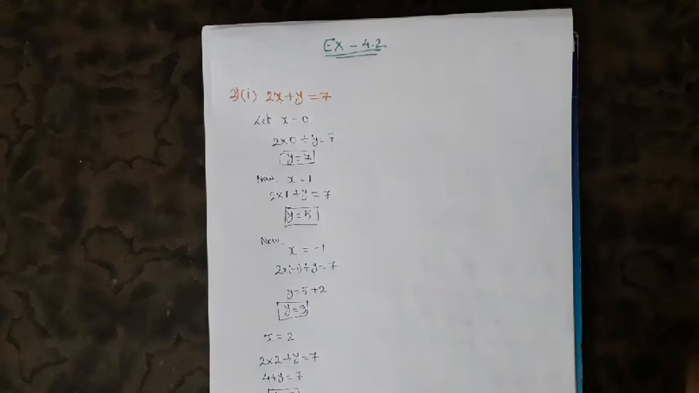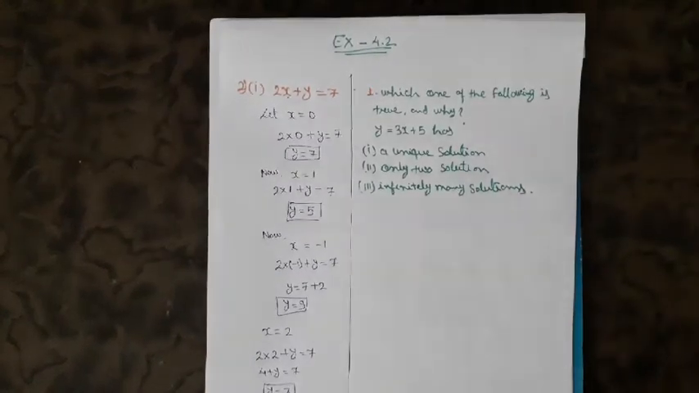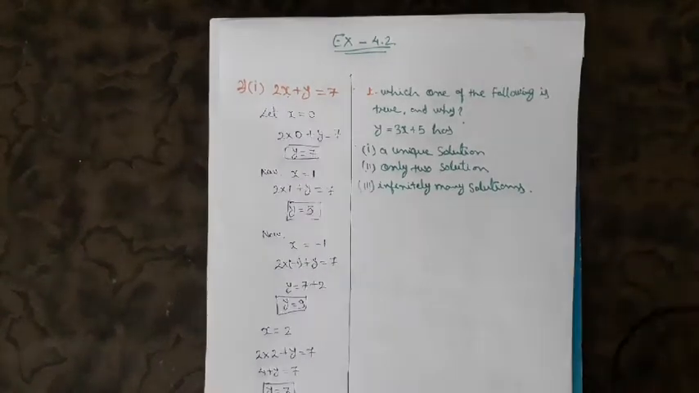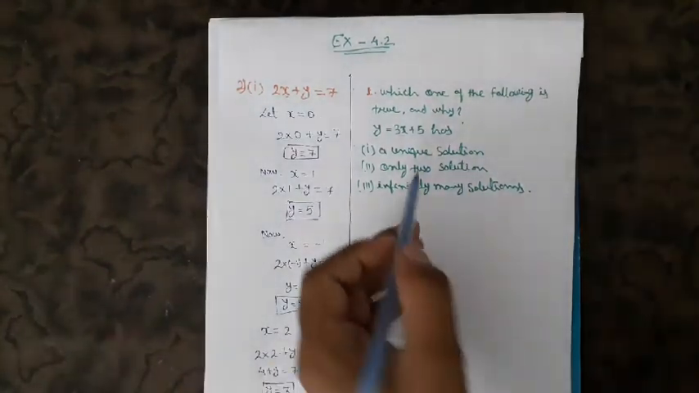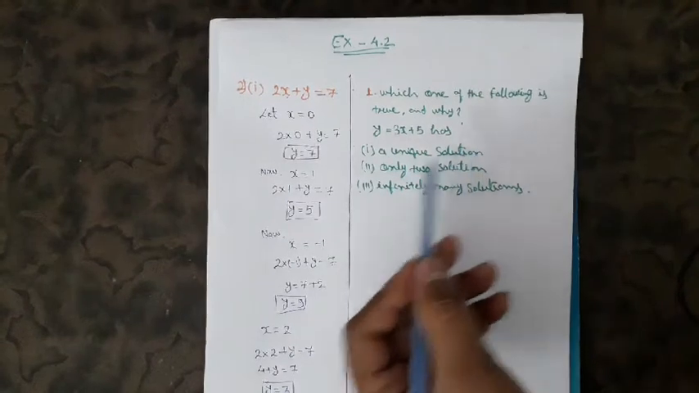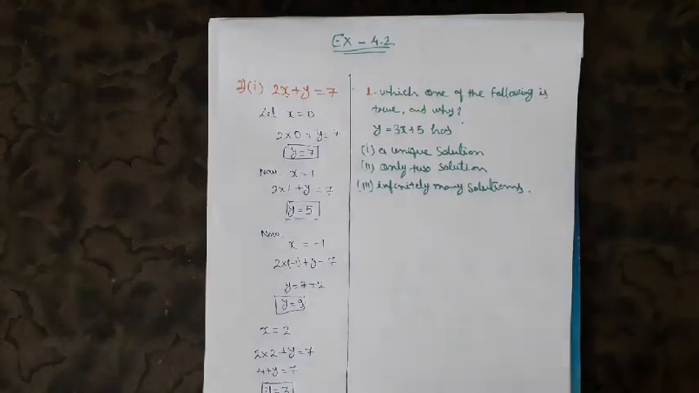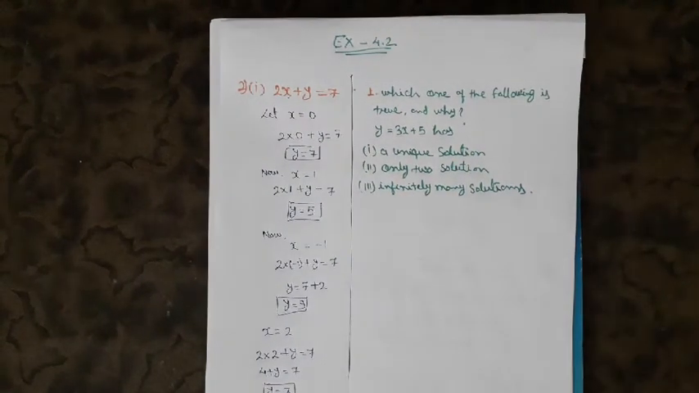Here we have question number one: which one of the following is true and why? We have three options: first, a unique solution; second, only two solutions; and third, infinitely many solutions. I told you I'll explain the first question after the second because there is a reason. Now I think you will understand why I took it after the second one.